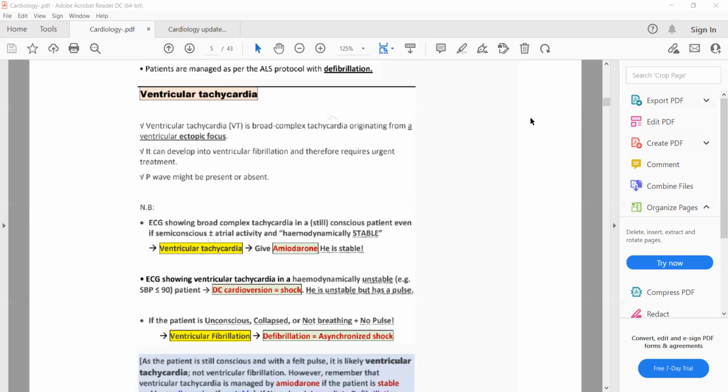And if the patient is unconscious, collapsed, or not breathing, plus no pulse, then it is most likely ventricular fibrillation. And the only option that we have is to defibrillate the patient as soon as possible, because if we do not defibrillate the patient, then the patient will go into cardiac arrest.